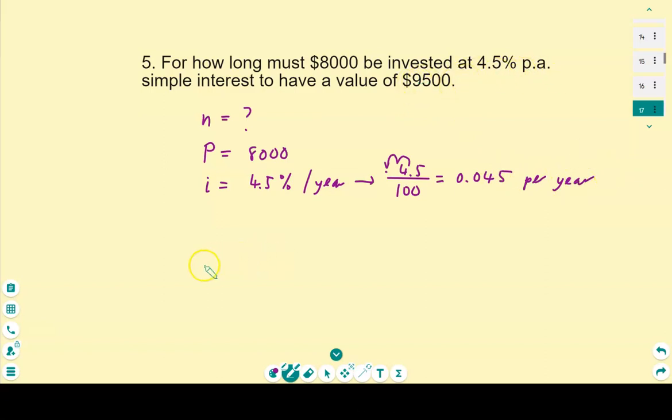Simple interest. I'm just going to write down the simple interest formula because of what I know about that. And the thing that it amounts to is P plus I.